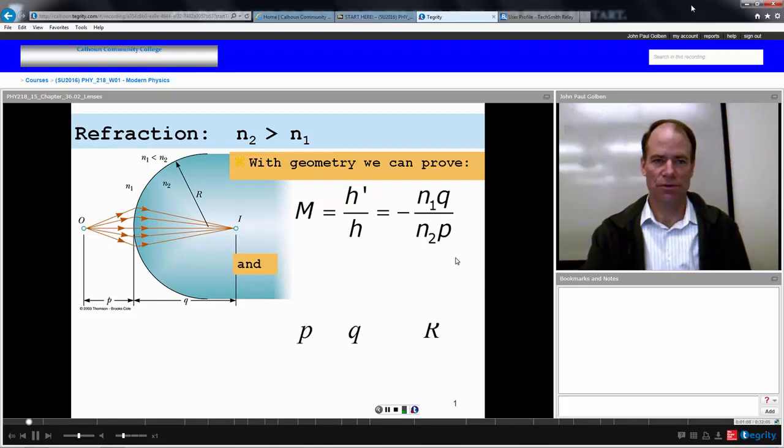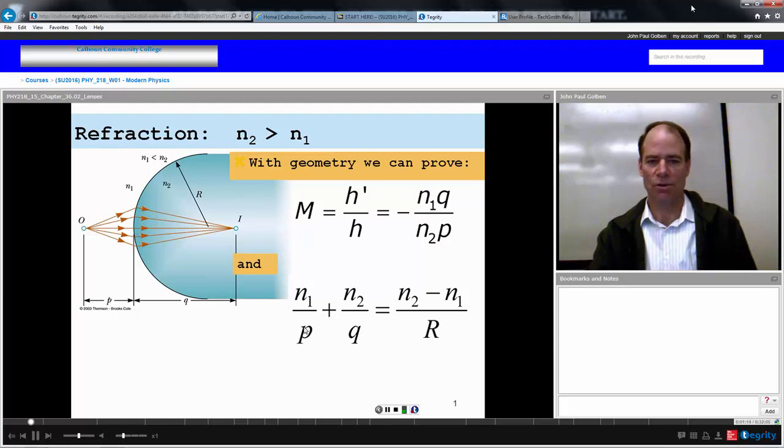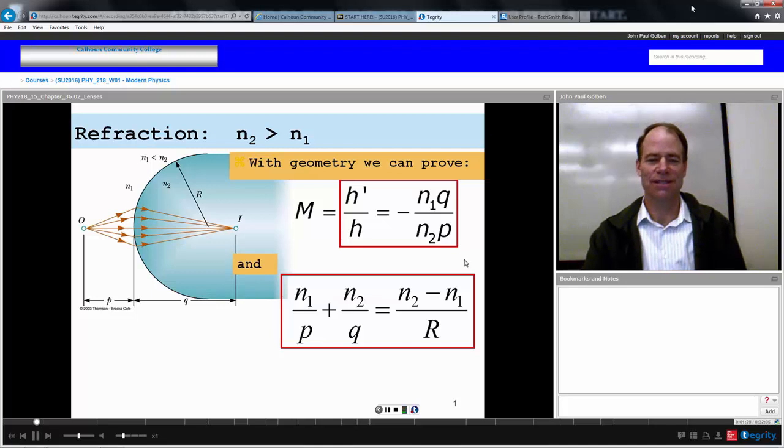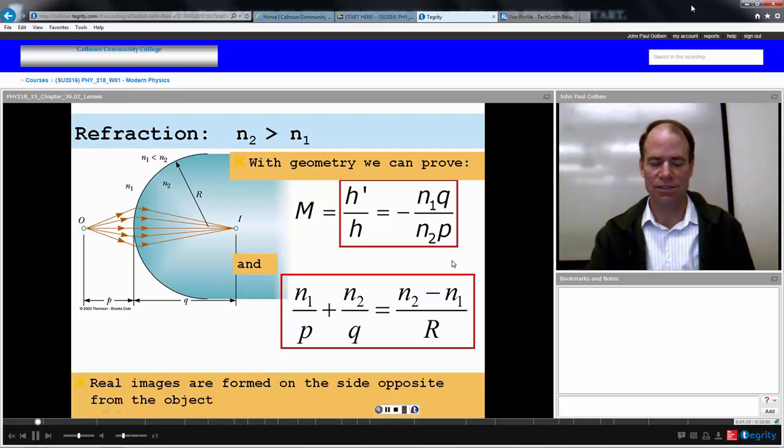We can also prove for this interface with a little bit of algebra and geometry that index 1, where we're originating, over the object distance p plus index 2, n2, over the image distance q is equal to n2 minus n1 over the radius of curvature for this interface. So these are two neat little equations for this refracting surface. Real images will actually be formed on the side opposite from the object, and so the actual rays are forming the image, hence it is a real image.